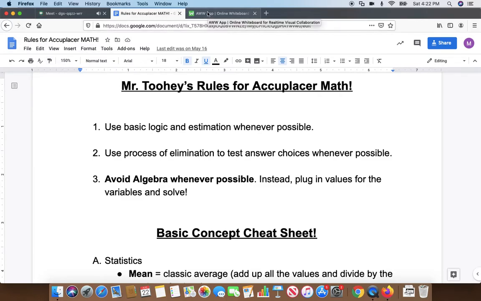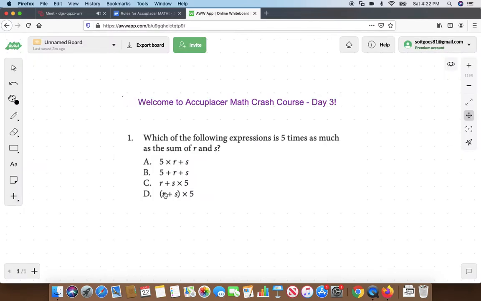So let's jump into some questions, and we've got a question up on the screen right now. Go ahead and read question number 1 for us, and we'll apply that rule. Which of the following expressions is 5 times as much as the sum of r and s? Now, I don't know if you're anything like me, Kiesia, but I get confused easily when I'm dealing with variables. Even just hearing that question, I'm not sure exactly what they're saying.